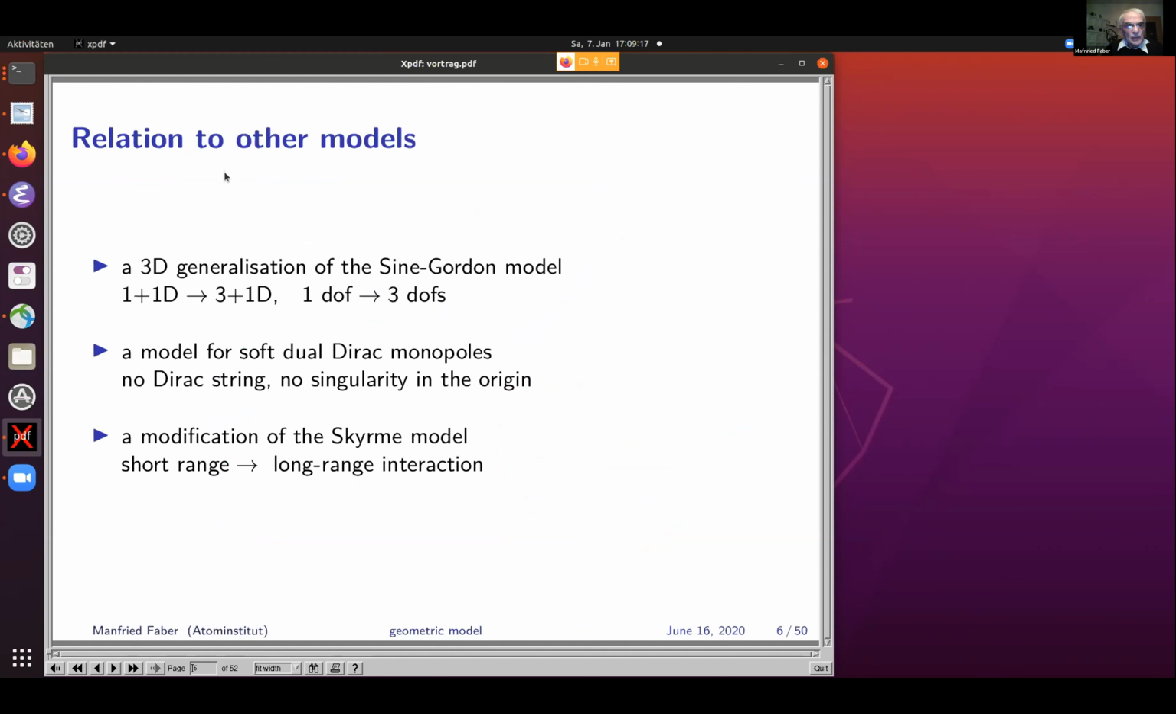There's a relation to other models. It's related to the Sine-Gordon model, increasing the dimension from 1+1D to 3+1D, and 1 degree of freedom to the 3 rotational degrees of freedom. This model is related to Dirac monopoles, so it's dual Dirac monopoles, but soft dual Dirac monopoles, because Dirac monopoles have a Dirac string and the singularity at the origin. The Dirac string and the singularity at the origin are removed, and therefore I get soft Dirac monopoles without any singularity. The model is related to the Skyrme model, but the usual Skyrme model describes short-range interactions, whereas I describe it as a model of long-range interactions, Coulombic forces.